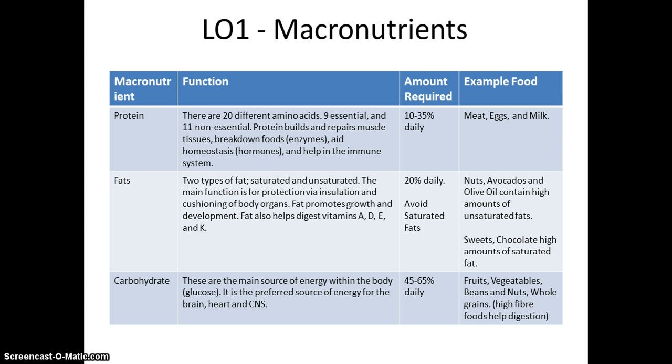So the amount required for your daily intake of carbohydrate is between 45 and 65% of your daily intake of calories, and we can get lots of carbohydrates from fruits, vegetables, beans and nuts. Whole grains and high fiber foods are good because they help to move the food through digestion. We can't break down fiber, so that helps push the food through the system. So it aids in digestion.